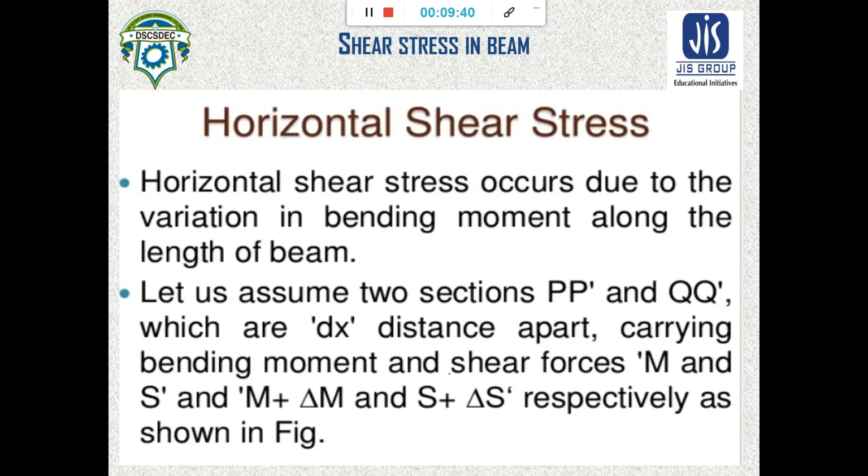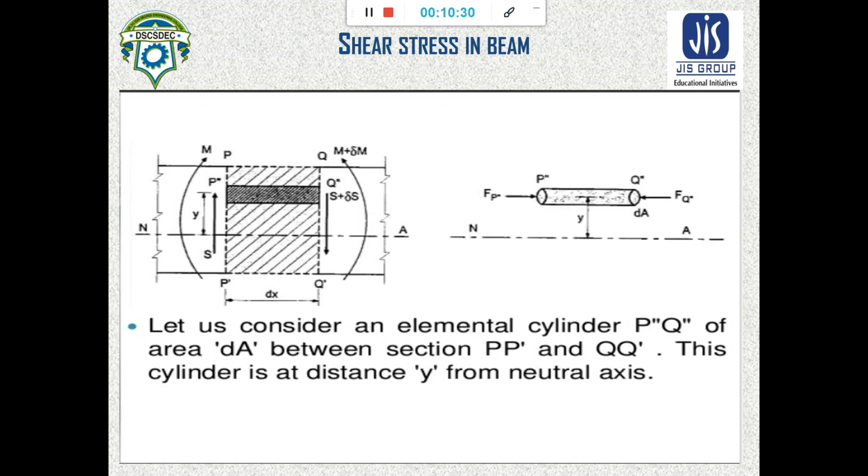So this type of combination is seen in case of shear stress. This horizontal shear stress occurs due to variation of the bending moment along the length of the beam. From the bending moment diagram we can see that bending moment is zero at a point, and it can be maximum, again it can be minimum. Throughout the length of the beam, this bending moment variation can create horizontal shear stress. If we assume two sections, PP and QQ, a small distance dx apart, which carry the bending moment and shear force M and S, and M plus del M and S plus del S respectively, as shown in this figure.